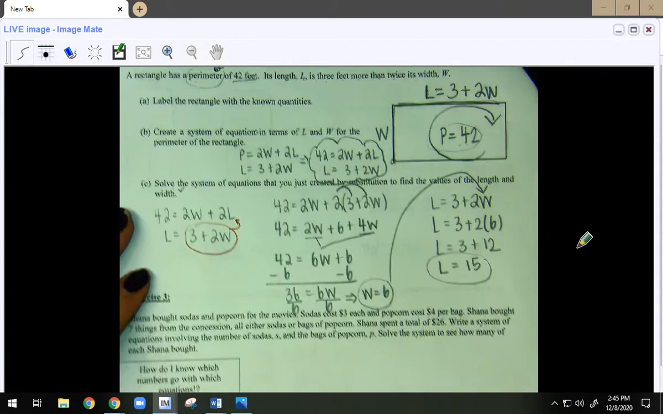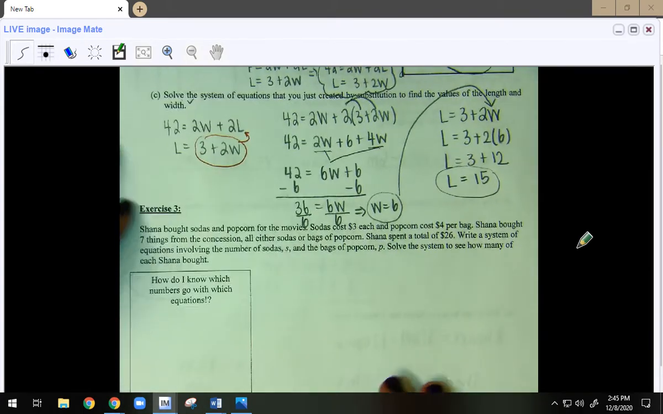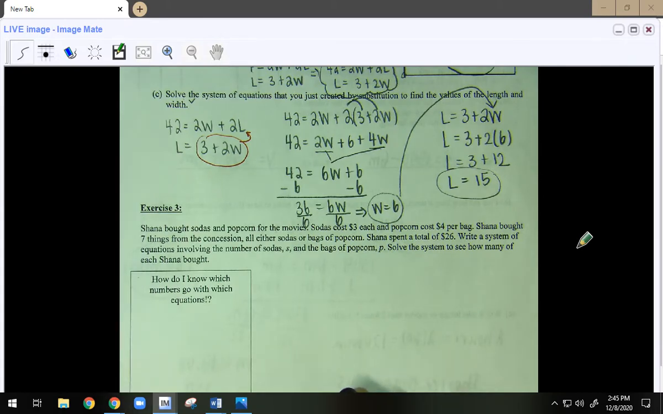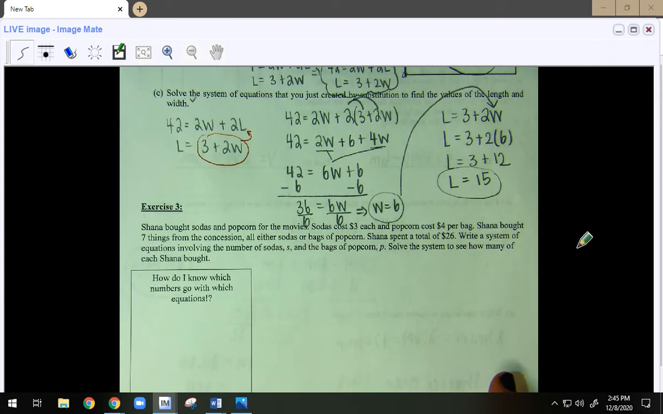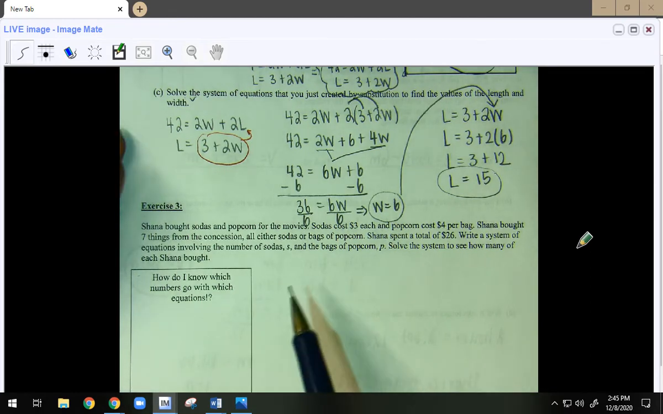That one I would say is an uncommon question. Exercise 3, on the other hand, is a very common question. Your 6-pointer on your Regents will be something like this, I promise you. So let's jump right into it.